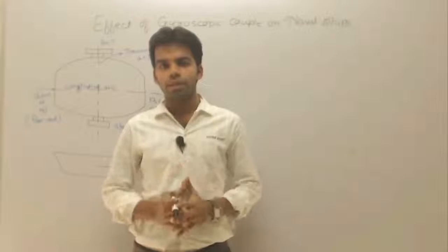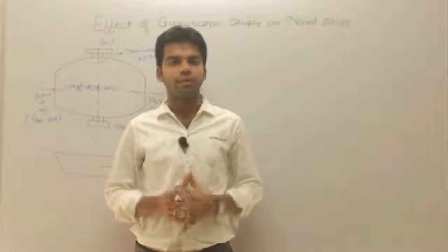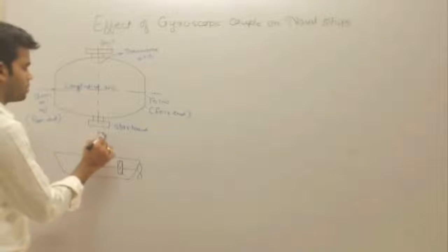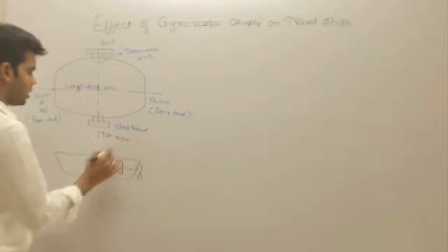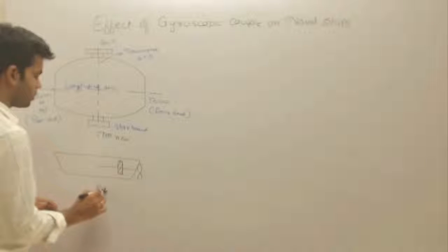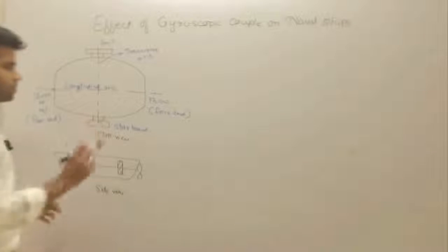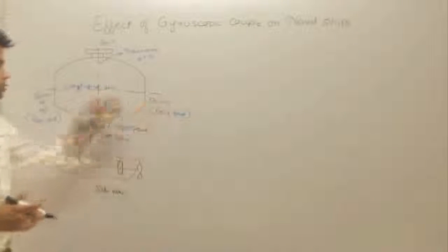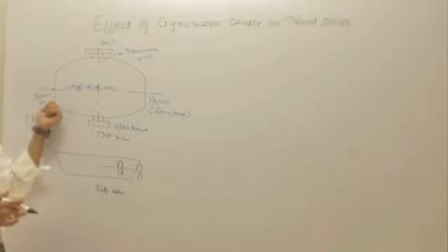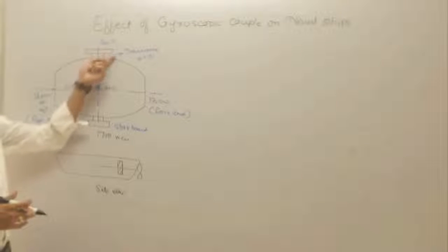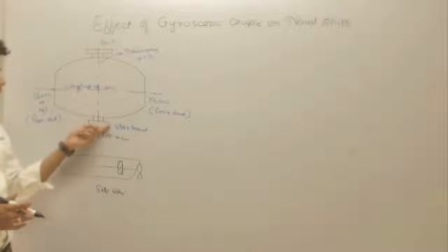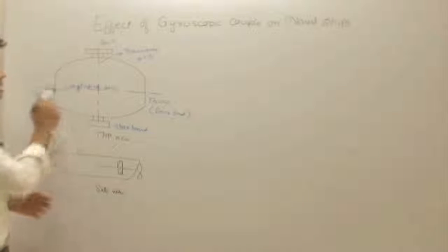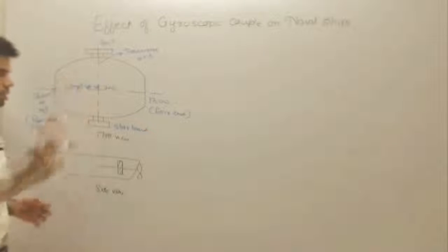Now, what is the effect of this gyroscopic couple on a naval ship? So we have this naval ship. This is the top view of the ship and this is the side view of the ship. Okay, these are a few terminologies of the ship. The fore end is called the bow, the back end is called the stern or aft, the left side is called port and the right side is called starboard. This is the longitudinal axis and this is the transverse axis.